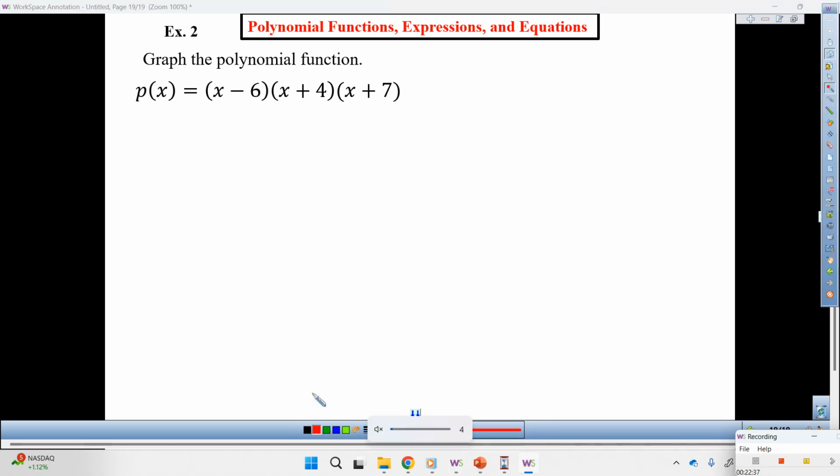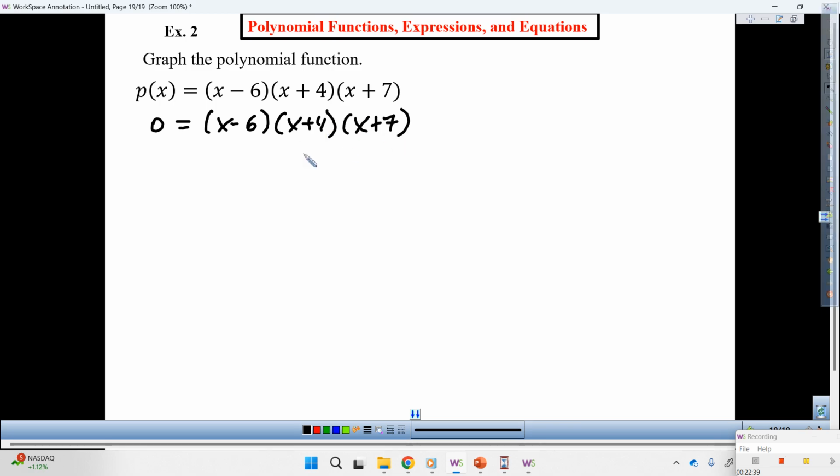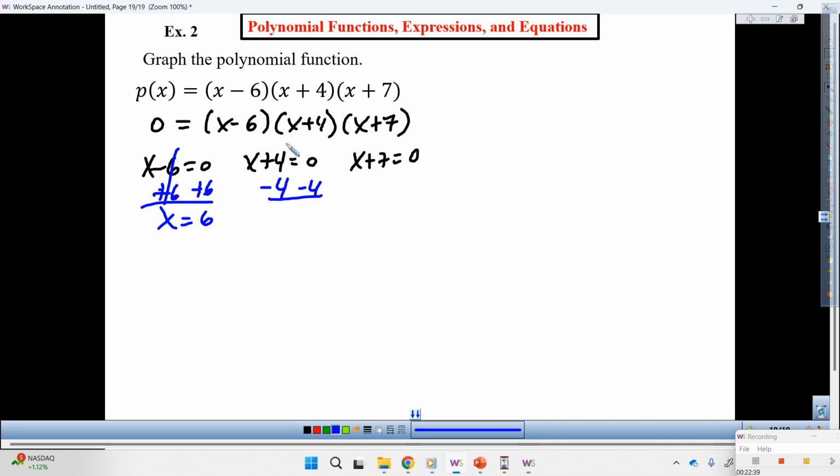All right, here goes the process. First step, is it in factored form? Yes. Set it equal to 0. X minus 6, x plus 4, x plus 7. Set them equal to 0. X minus 6 equal to 0. X plus 4 equal to 0. X plus 7 equal to 0. Solve. Plus 6, plus 6, x equals 6. Minus 4, minus 4, x equals negative 4. Minus 7, minus 7, x equals negative 7. These are my what? My roots. Okay. Hands if you got it right there.